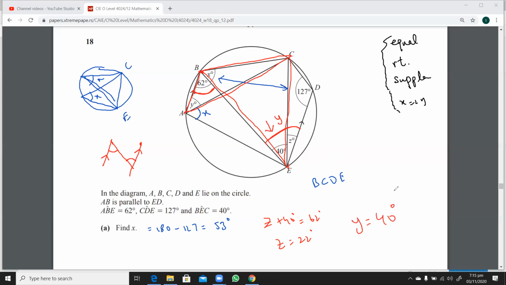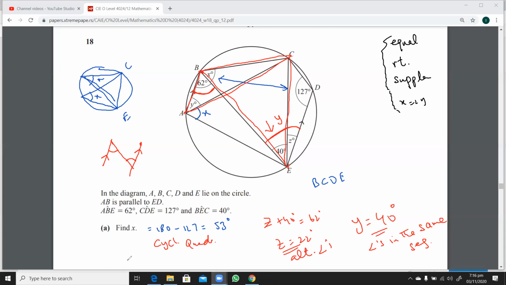So we have applied three properties here. For the angle x, we have used the cyclic quadrilateral. For the angle y, we have used angles in the same segment, which are equal. And for this angle z, we have used parallel lines, the alternate angles on parallel lines. So you have to remember all these things while responding to these questions.